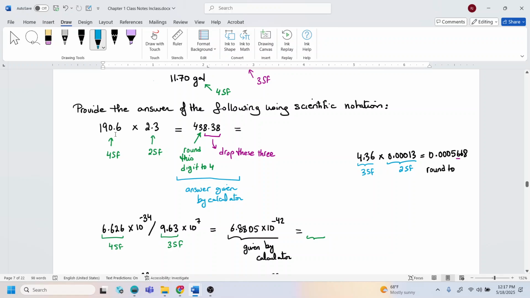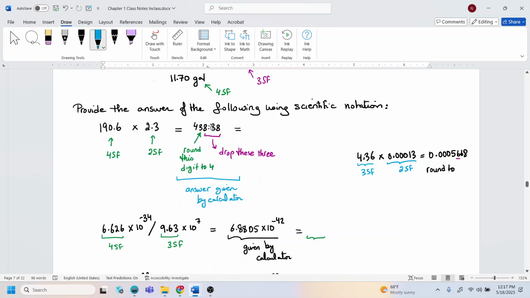So provide the answer of the following using scientific notation. So I need to change that into a scientific notation after I get my answer. I'm going to solve this one as a start. So you start by calculating the number of significant figures for each of those numbers. This is a 2 sig fig. This is a 4 significant figure in there. Put it in the calculator, get the answer.